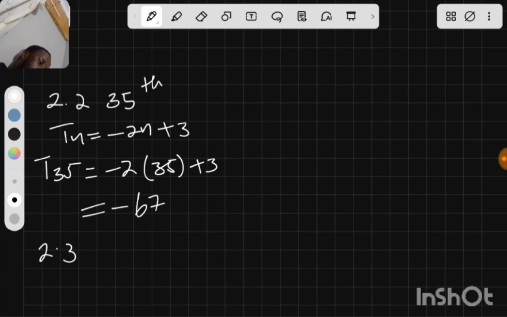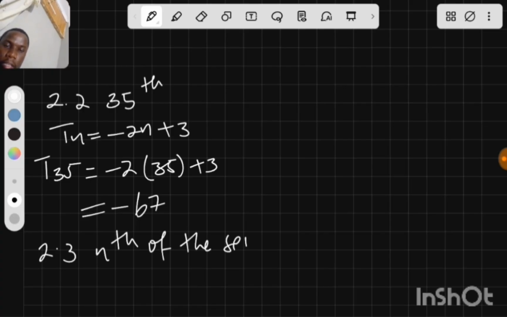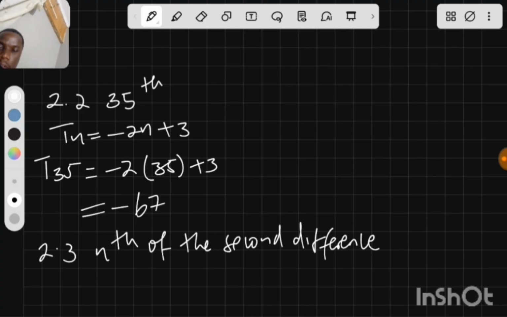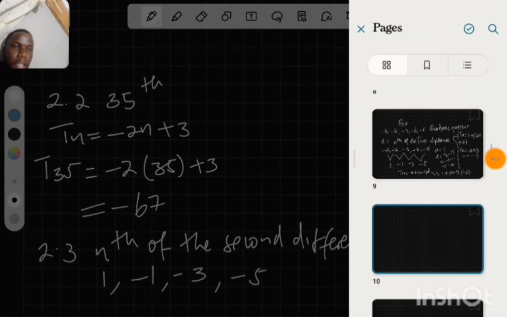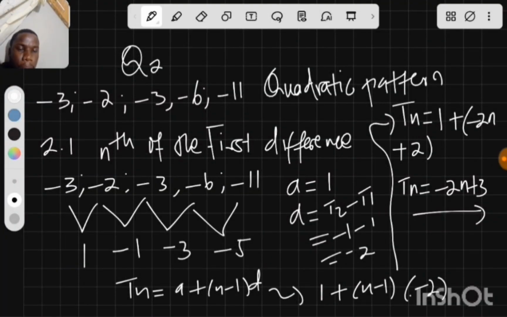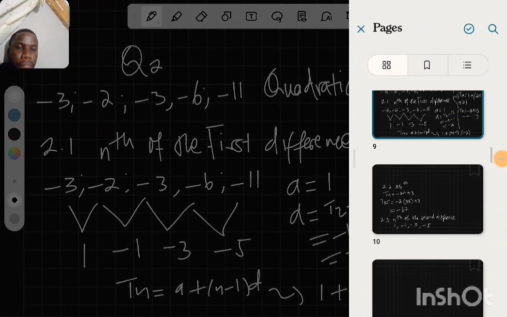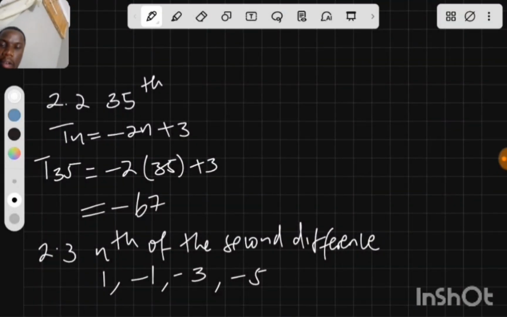Let's go to 2.3. They say determine the what? We determine an expression for the nth term of the quadratic. They want the nth term of the second difference. Where we had 1, minus 1, minus 3, minus 5. Let me go and check again to verify. Minus 1 is good. Then we're going to have the second.